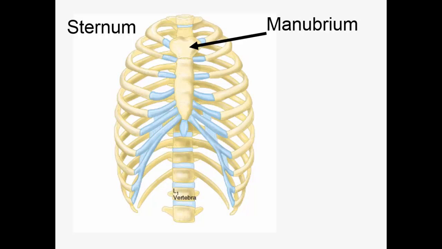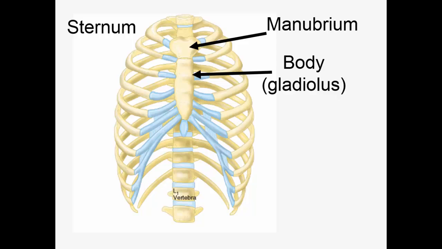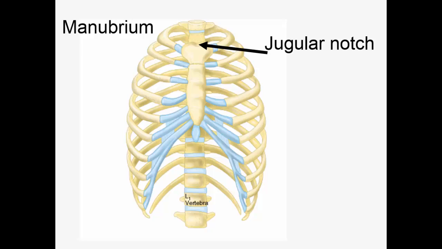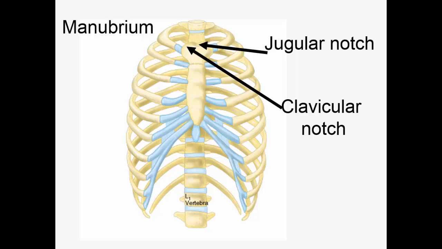The sternum can be divided into 3 pieces. The upper portion is the manubrium. Then we have the body of the sternum, sometimes called the gladiolus, and at the very bottom we have the xiphoid process. On the manubrium, the notch right there in the center is called the jugular notch. But on the edges of the bone, where it attaches to the clavicle, we have the 2 clavicular notches.